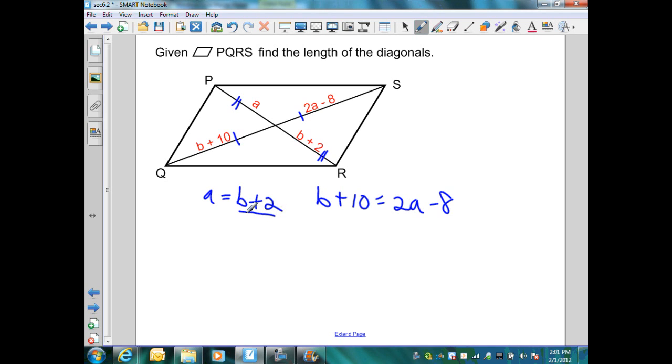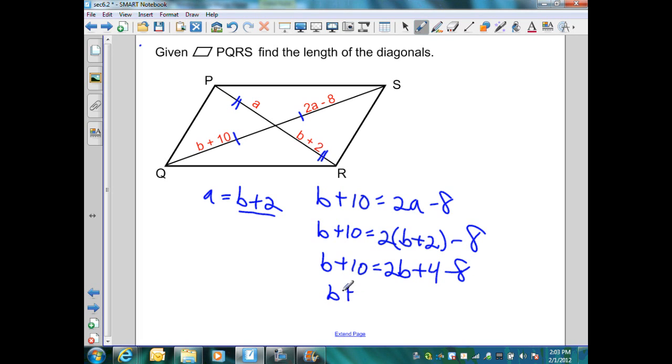So I'm going to substitute this expression in for A into this equation. B plus 10 equals 2 times, A is B plus 2, minus 8. Now we just simplify both sides and then solve the equation. B plus 10 equals, distribute, I get 2b plus 4 minus 8. B plus 10 equals 2b minus 4. Let's subtract b on both sides. I'm going to get 10 equals b minus 4, and add 4 to both sides. I get 14. So the value of b is 14.